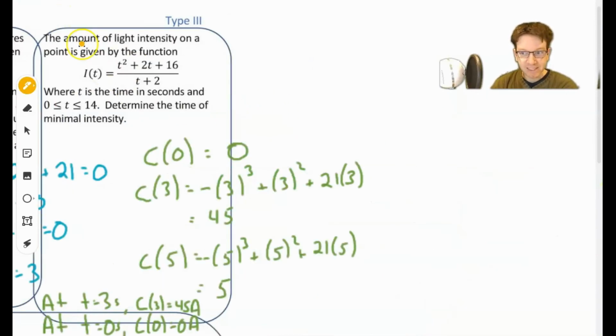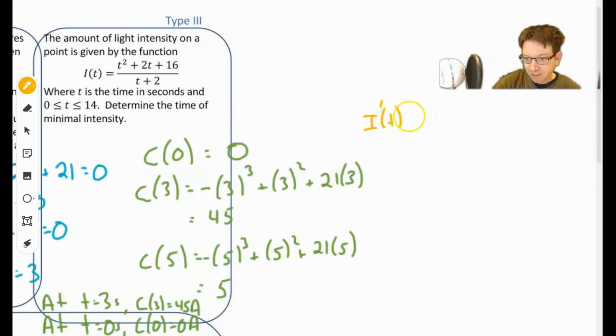Right, so our last question says, the amount of light intensity on a point is given by this function, where t is the time in seconds on the domain between 0 and 14 seconds. So that's the interval. And it wants to know the minimum intensity, so just the minimum. We still have to do the same things. So first, we're going to have to find if there are any horizontal tangents. To do that, we have to find the derivative, and that's going to be a quotient rule.